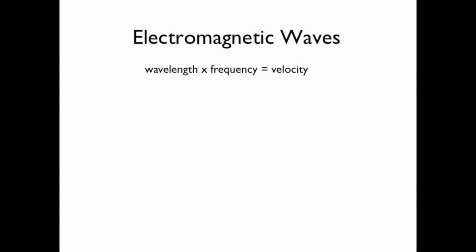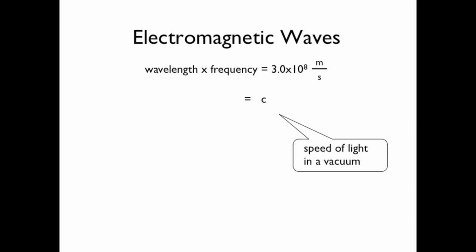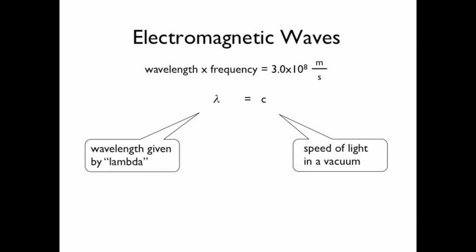Electromagnetic waves, in a vacuum, always travel at the speed of light, which is 3 times 10 to the 8th meters per second. Nothing can travel faster than the speed of light, and in equations, this speed is usually designated by the letter c. The symbols for wavelength and frequency are also letters, they just happen to be Greek.